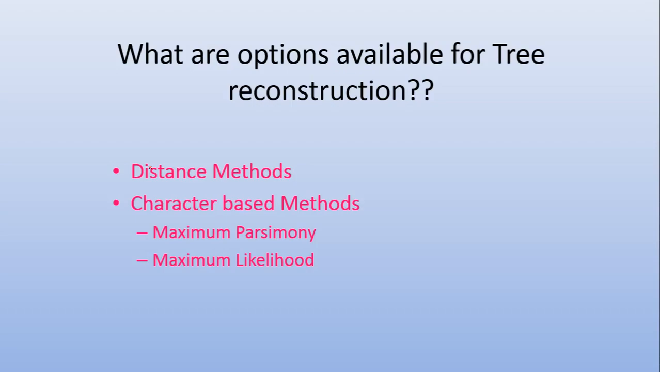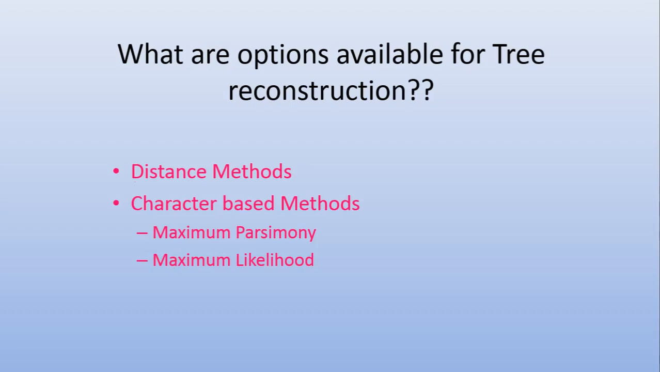Now, let us first try to summarize what the different options are that are available for us for tree reconstruction. Broadly, you can classify the tree construction methods into two categories. The first category we call the distance methods, and the other category is called character-based methods. Under character-based methods, there are two methods available: maximum parsimony and maximum likelihood.